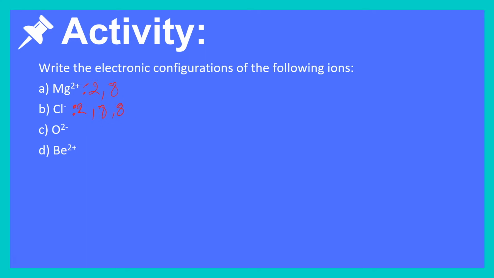Oxygen is normally 8, so it's actually gained 2 from that. So 2 plus 8 is going to be 10. So we're going to draw that out. So we're going to go 2 and then 8. That gives us 10. And finally, beryllium. Beryllium is normally 4, but it's 2 plus, which means it has lost 2. So 4 take away 2 is just 2. That's all beryllium is, just 2. So that's it for that. And that's how you can write out the electronic configuration of different ions.